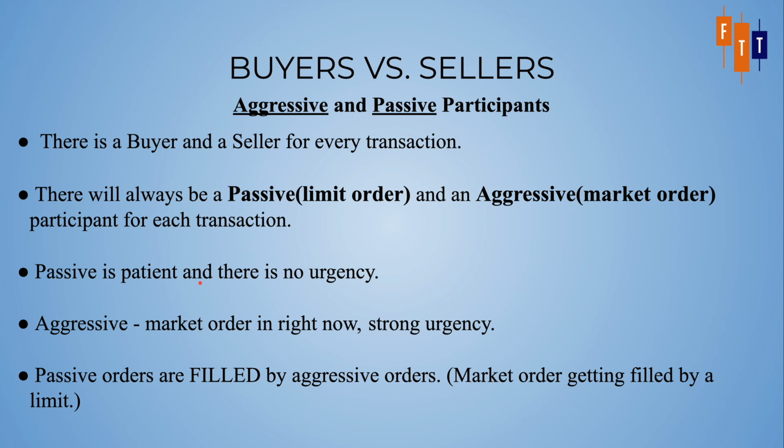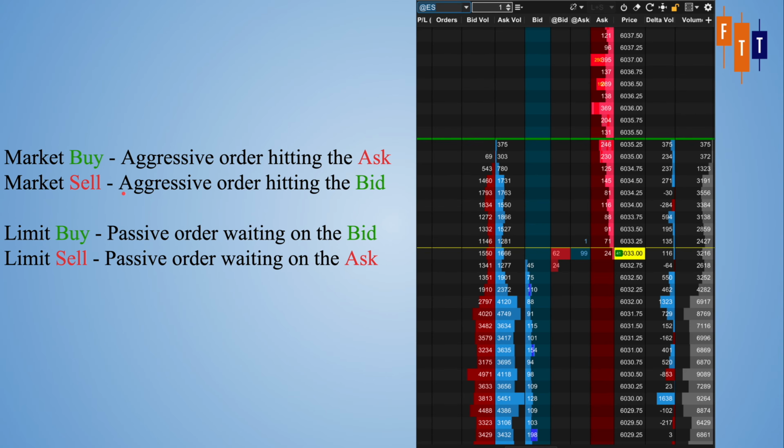And if you've placed a limit order and you want to wait till it comes down to your price to buy, or you're in a trade and you don't really want to get out yet, you want it to go higher, you place your limit sell. It's passive and you're patient with it. Passive orders are filled by aggressive market orders. All right, so a market order hits a limit order. Your aggressive buy hits a limit sell.